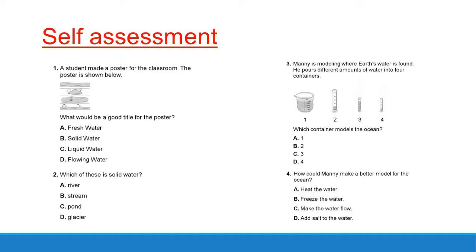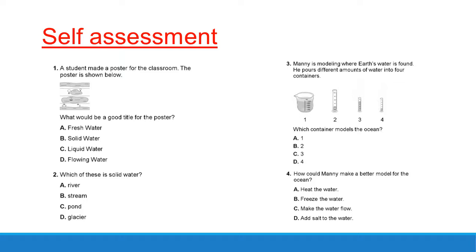Manny is modeling where Earth's water is found. He pours different amounts of water into 4 containers. So I have 4 containers with different amounts of water. Which container models the ocean? Container 1, 2, 3, or 4. So let's find the characteristics of oceans and then try to remember the characteristics and see the size and the amount of water in the ocean, and then we can choose the correct answer. Yes, number 1 is the answer, A. Why? Because the ocean covers most of the Earth's surface. It's the largest body of water.